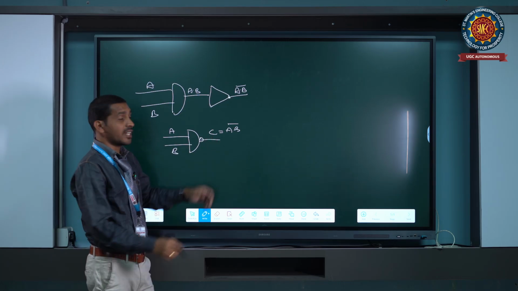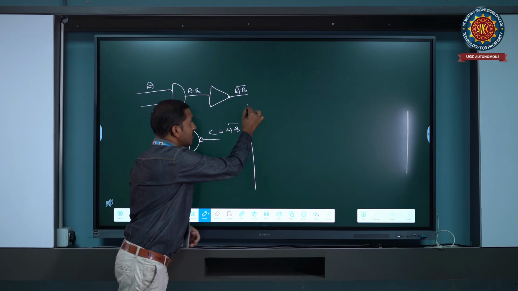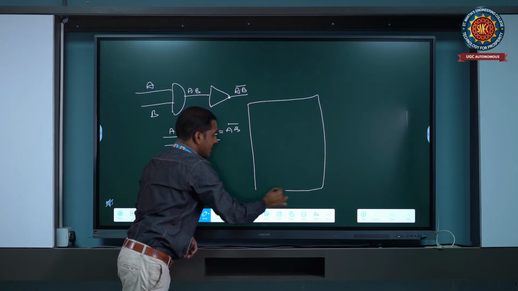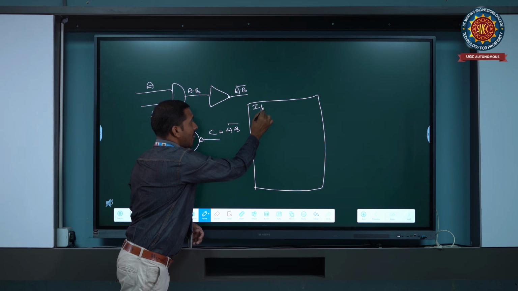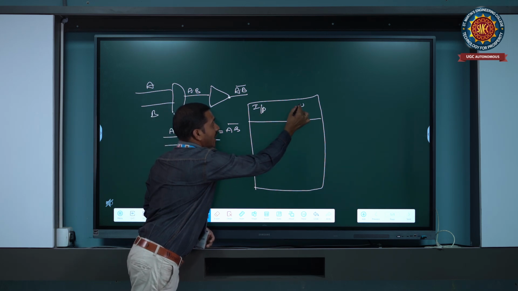Now observe the truth table of the NAND gate. It is the inverse of the AND gate. So input and output.